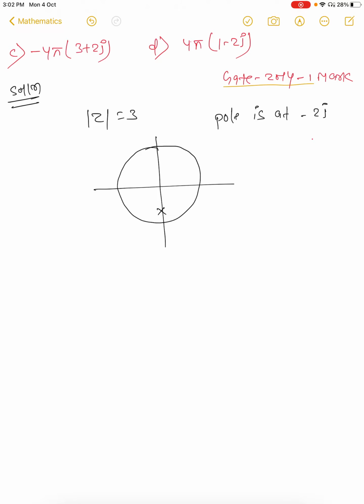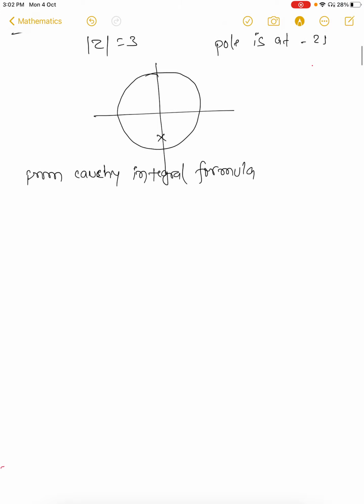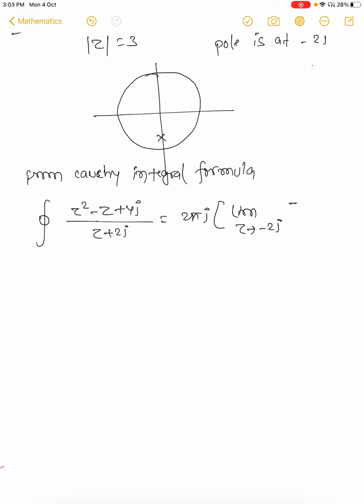So we can find it from the Cauchy integral formula. From the Cauchy integral formula we can say that the integration of (z square minus z plus 4j) upon (z plus 2j) is equal to 2 pi j times the limit of z minus 2j, and it will be z square minus 2 minus z plus 4j.